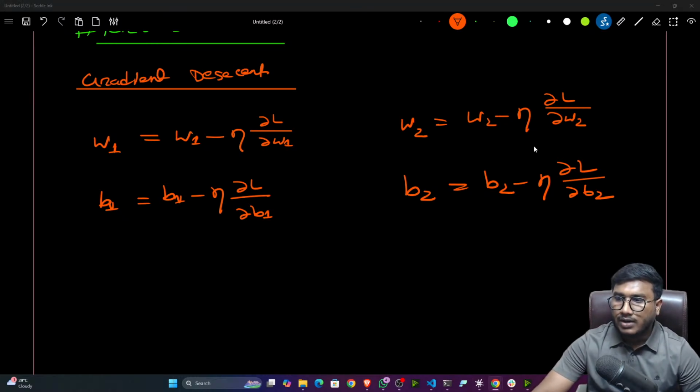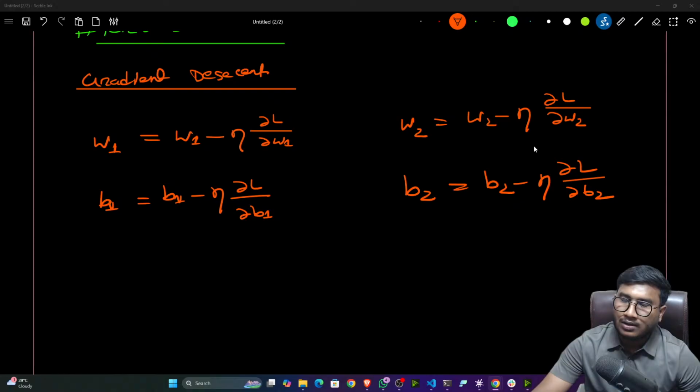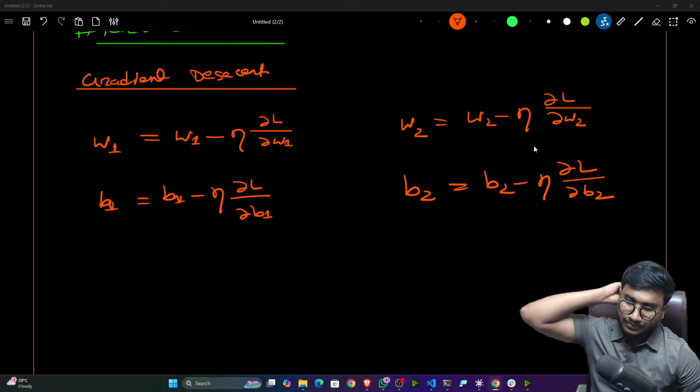Why do we use ReLU? Because researchers did different experiments with different activation functions, and ReLU was working fine in CNN. That's why ReLU, because ReLU will take the non-linear value.